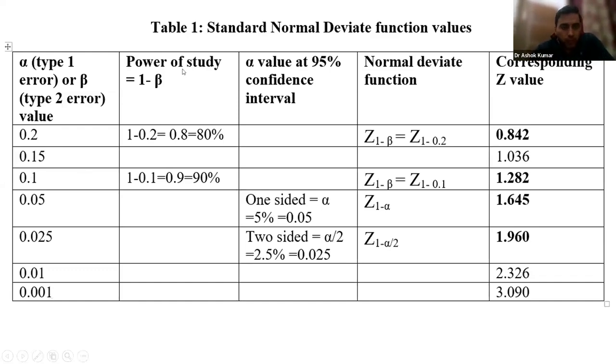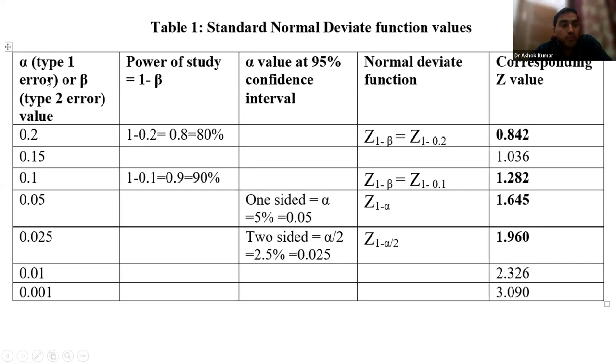Now, when we talk about power of study, power of study means 1 minus beta. That is power of study. You have to remember every time. So what do you mean by power of study? Power of study is 1 minus beta. And what is beta? Beta is type 2 error. Okay. So this is 1 minus beta.